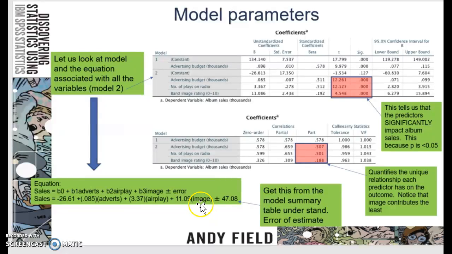And image, if we were given a rating of 8, we'd put 8 in here, and we'd calculate this out, and we'd get the number of sales that we get. So this is your regression equation. Where do I get this 47.08?